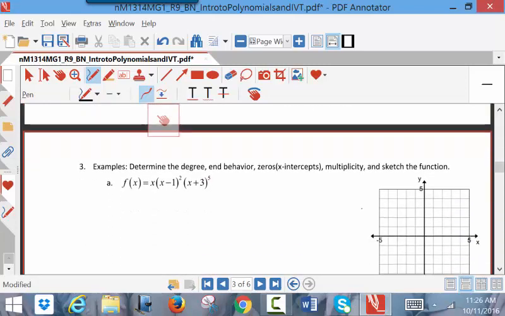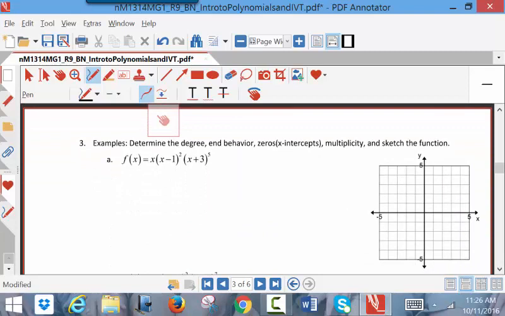Okay, so here we go. Let's go for it. Let's put together all the knowledge now that we have from this section and see if we can make something of it. All right, so it says determine the degree, the end behavior, find the x-intercepts and the multiplicity of each intercept, and then sketch the function.